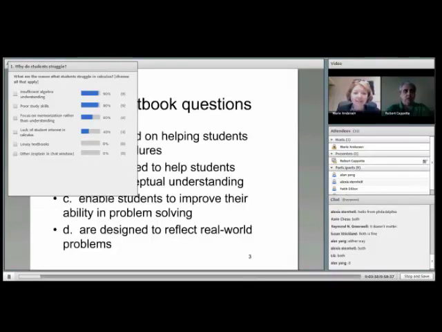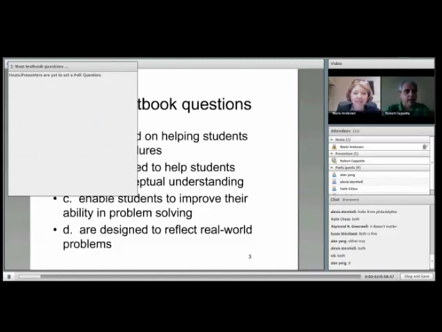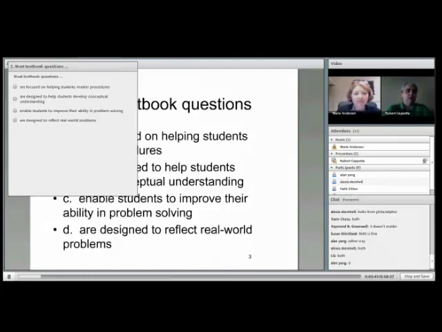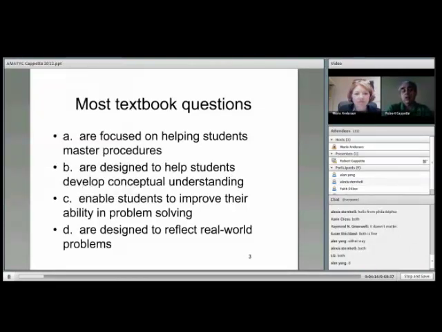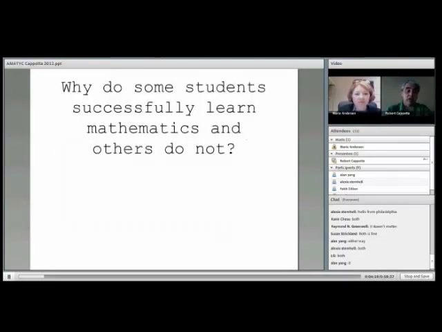Okay, so our next poll, which I think that's your next slide, right? Okay, yep. So what do you think? Most textbook questions are focused on helping students master procedures, are designed to help students develop conceptual understanding, enable students to improve their ability in problem solving, are designed to reflect real world problems. So where do you think those textbooks typically go? And it looks like it's unanimous that we're focusing on procedures. And the question I want you to think about, is that really what calculus is about? Is there more that we could do in calculus than just encourage students to master procedural content?